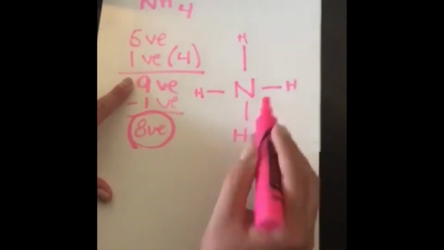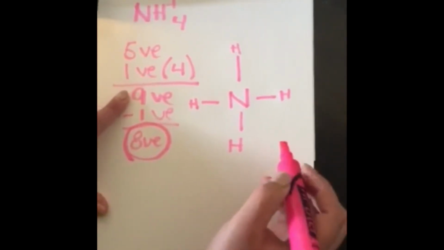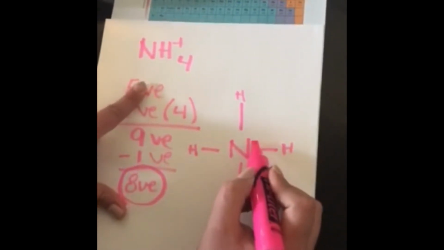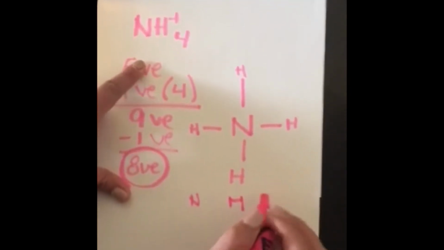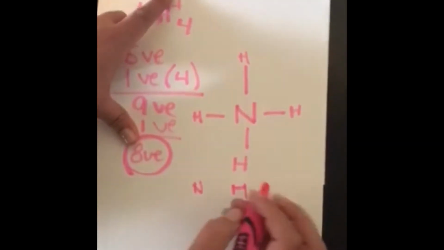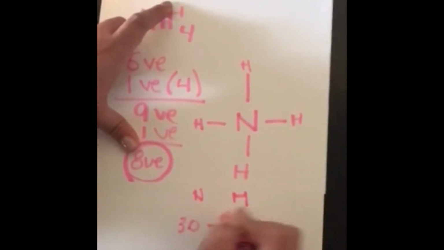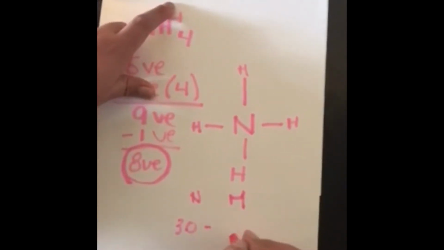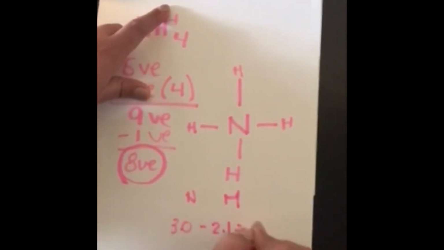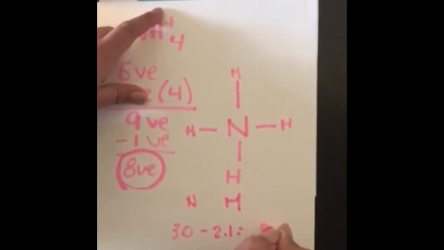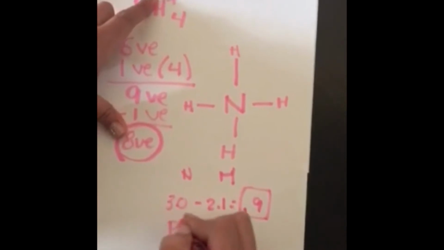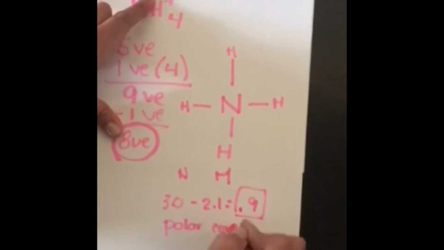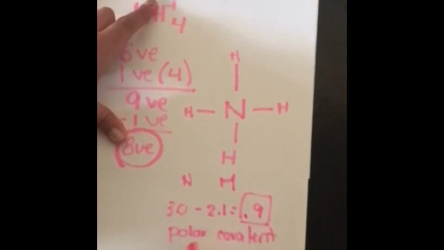Next, to figure out what type of bond there is, we will get the electronegativity of nitrogen and hydrogen. Using your tables, nitrogen will give you 3.0 and hydrogen will give you 2.1. The difference is 0.9. This value falls into the polar covalent bond.